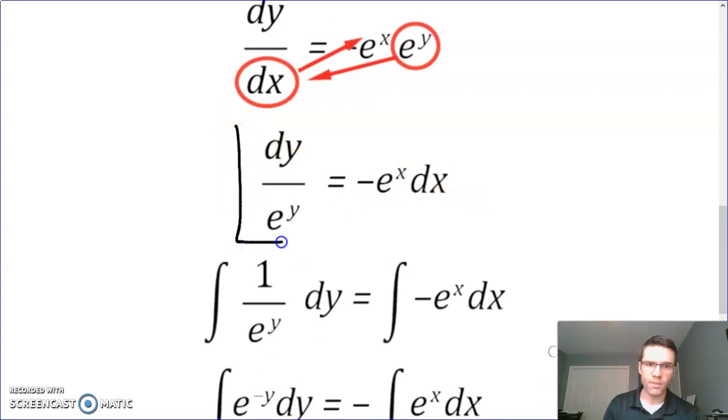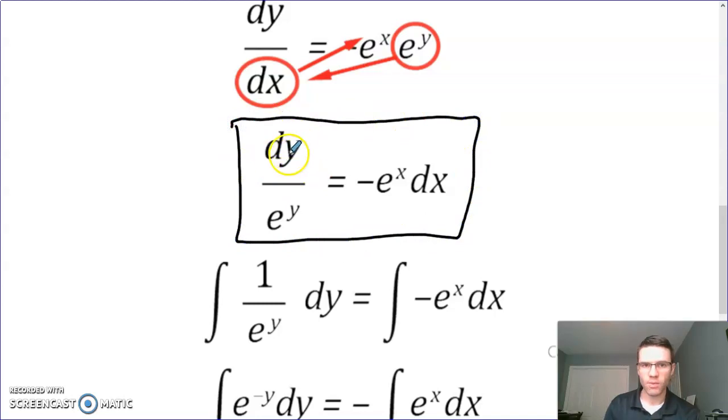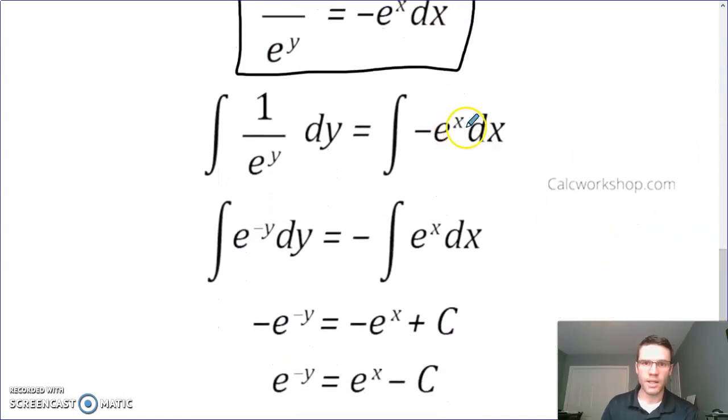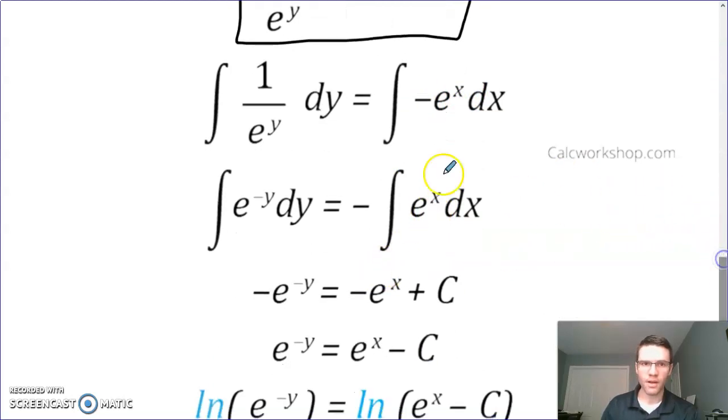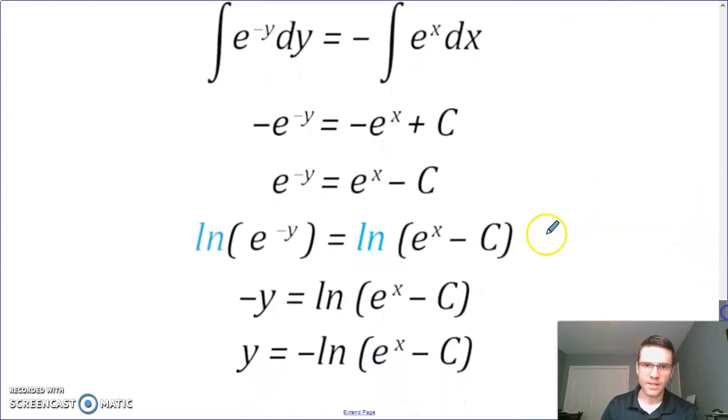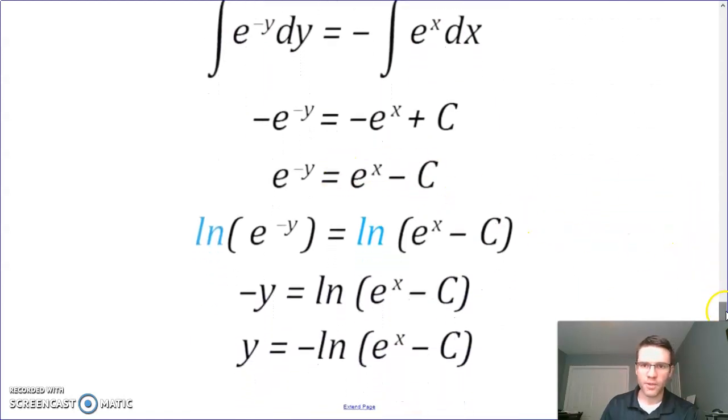This would be an equation where we have our variables, dy and y, on the same side, and our x variable with its derivative on the other side. At that point, you can integrate both sides. The integral over e to the x will give us negative e to the x again. Our integral of 1 over e to the y is negative e to the negative y, and they integrate these and add a c. After you integrate, that removes our derivatives, and now we can solve for whatever function we care about.